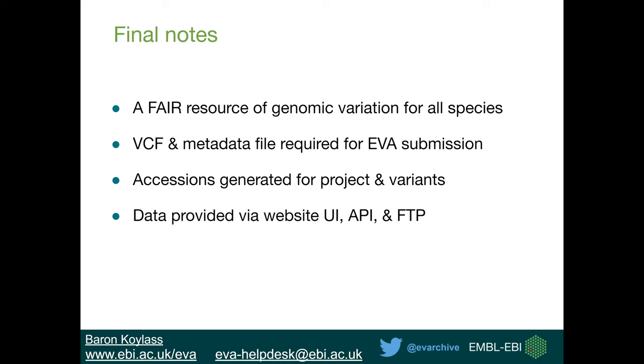Once we receive the data, we run it through our validation pipeline. Then we have accessions generated for the project, the associated analysis, and for the individual variants themselves, which are then clustered into RS IDs. Once that's run through, the data is provided back via the EVA UI, the API, and the FTP, which allows individual queries to be built, or the bulk download of data per species or per assembly.